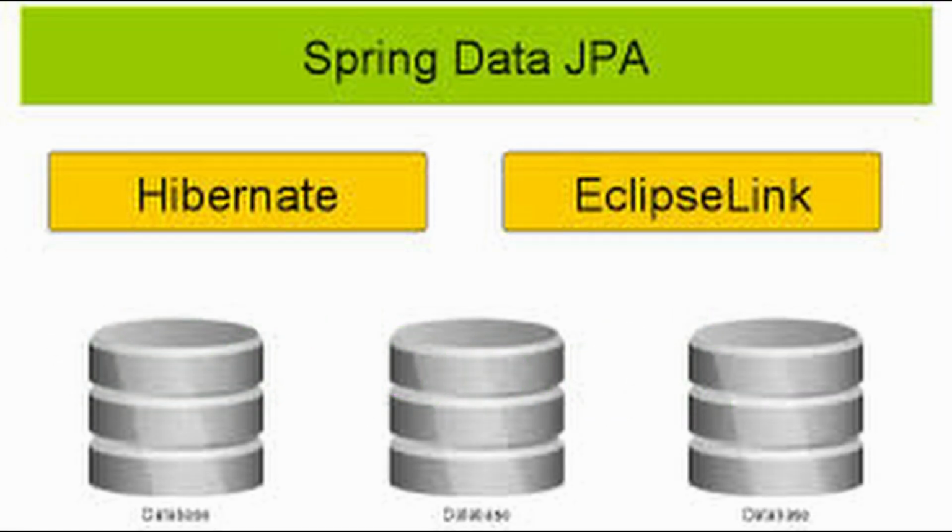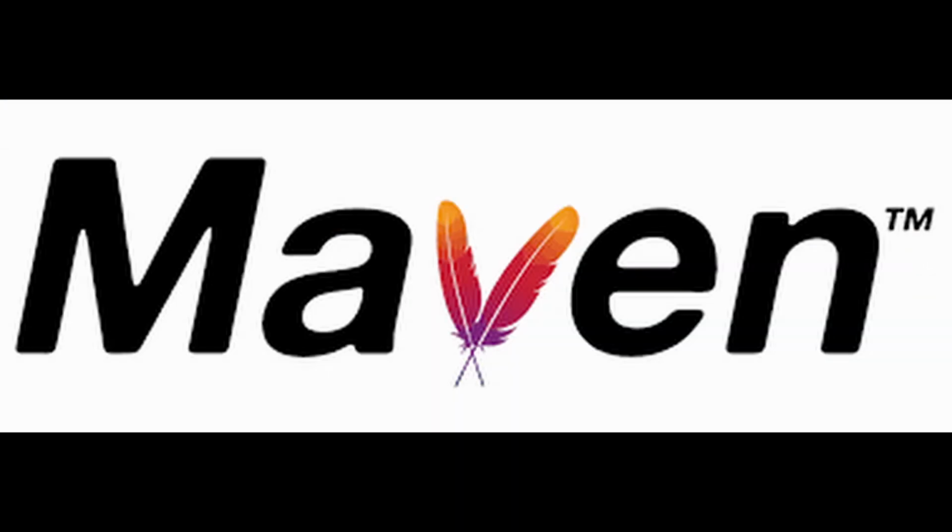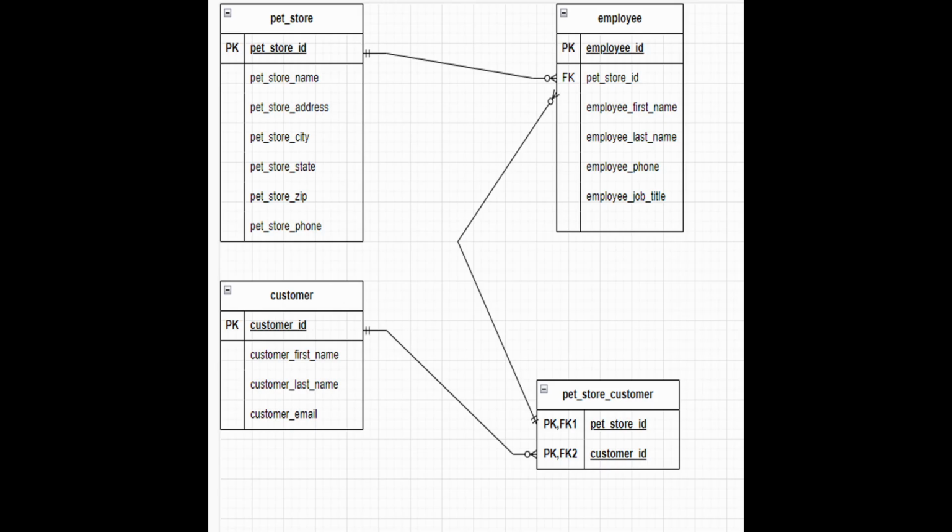This application leverages Spring Boot, Spring Data JPA, and Maven to manage a comprehensive pet store database. In previous stages, I set up the basic project structure, defined database tables with JPA annotations, and implemented initial CRUD operations for the pet store entities. This week, I've expanded the functionality to include employee and customer management, along with remaining CRUD operations for pet stores.